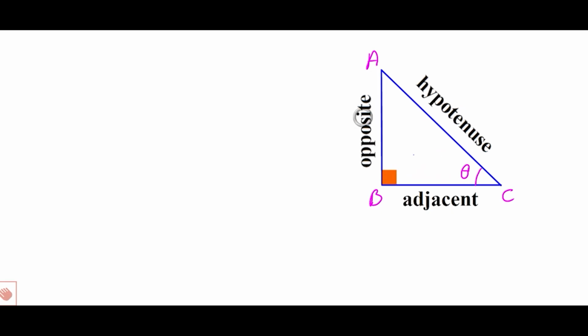Now that we know the opposite side, the adjacent side, and the hypotenuse, we can talk about three main trigonometric ratios. The first one is sine. We write it as sin theta for short. Sine theta is equal to the opposite side divided by the hypotenuse. So we write the opposite side divided by hypotenuse.